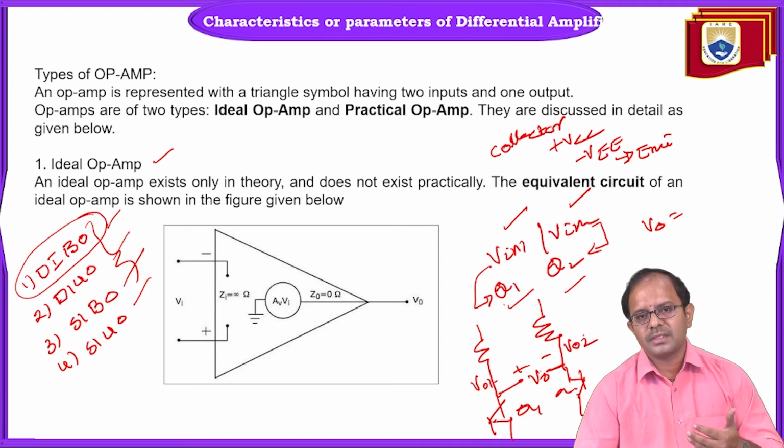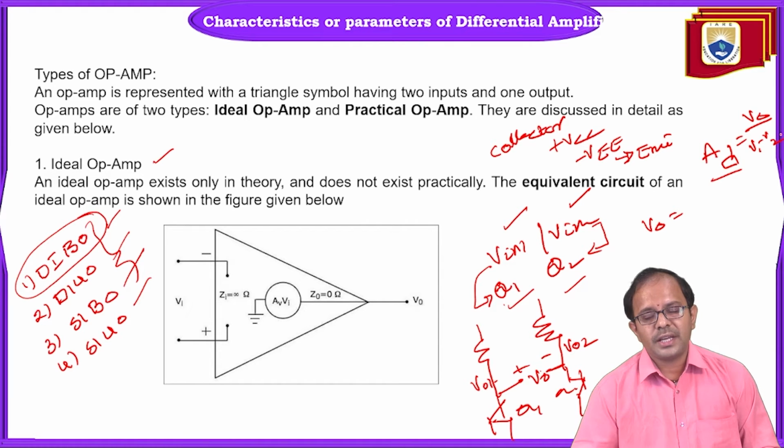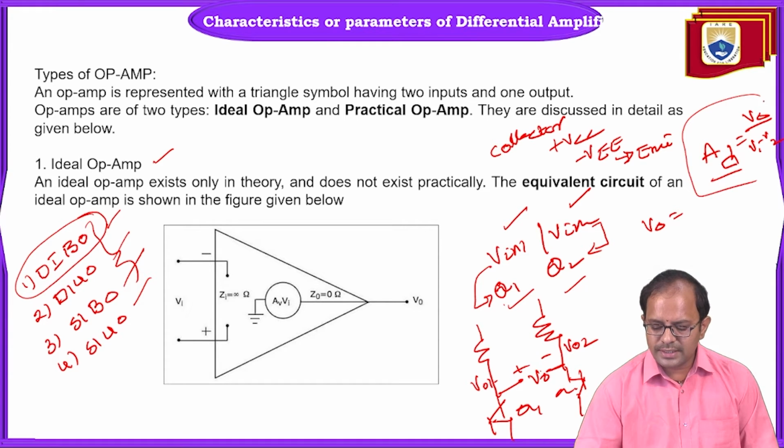And accordingly, we will see how to derive the expression for differential gain AD. What is the expression for differential gain AD? It is given by VO divided by V1 minus V2. Right? So this we will see in the next class.